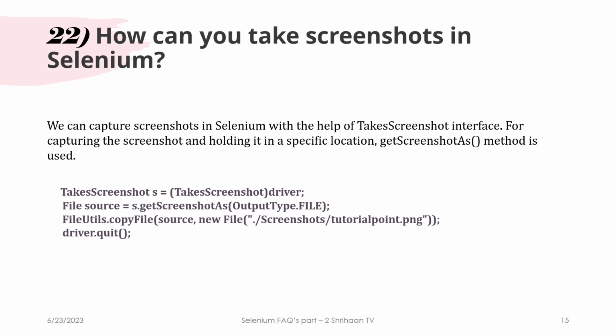So this is the interface TakesScreenshot, and we are typecasting the driver to TakesScreenshot and defining a source. File source equals s.getScreenshotAs, the method we are using here, and the output type is file, and we are copying that file into this particular location. So this is the syntax: FileUtils.copyFile, and it will move the source file to that location with the file name, and the file location should be given here. After that, we'll quit the browser.